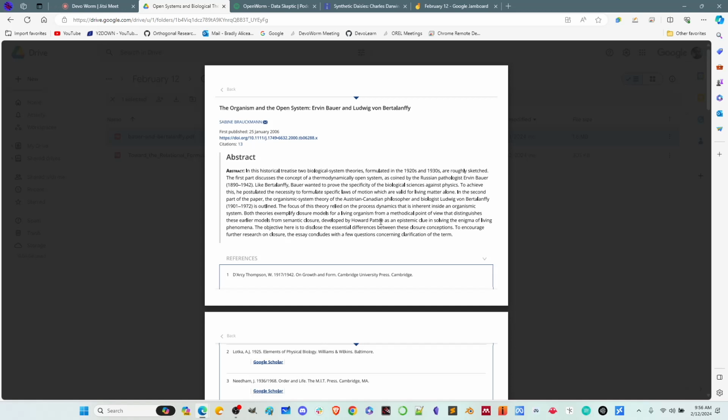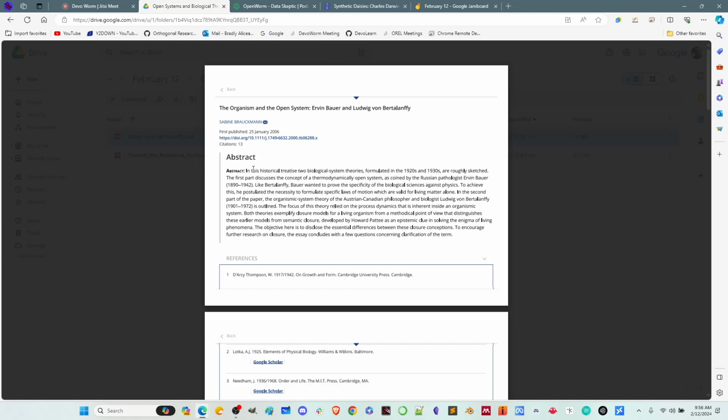Howard Pattee was also an early theoretical biologist. All these people had very compatible ideas, and they were hitting upon the same thing, but it wasn't quite all sketched out. In fact, it's not all sketched out now, which is what I'll get to with the actual paper that I'll be talking about soon.